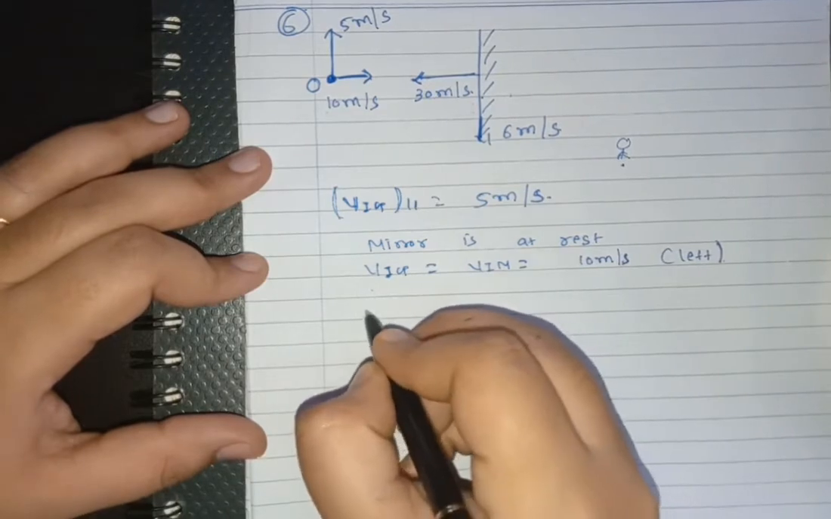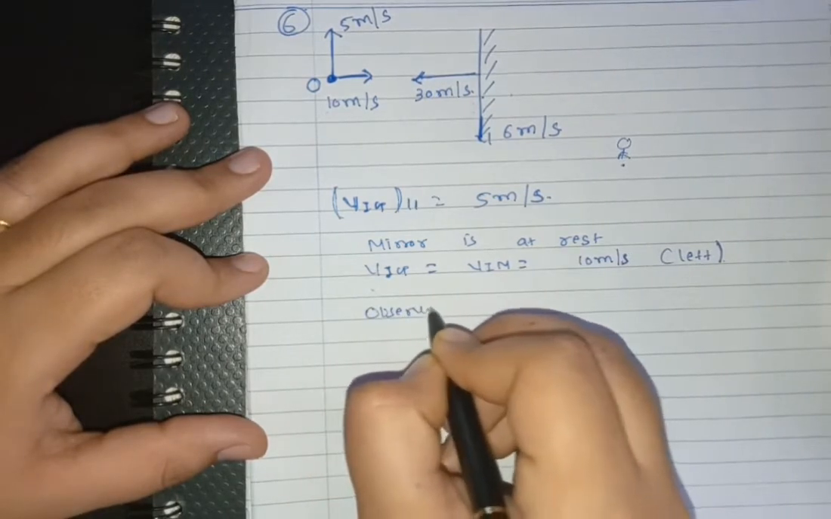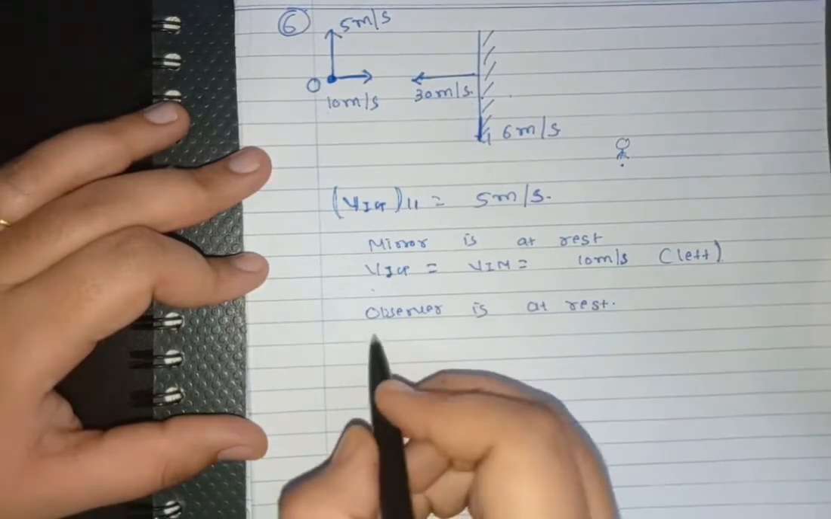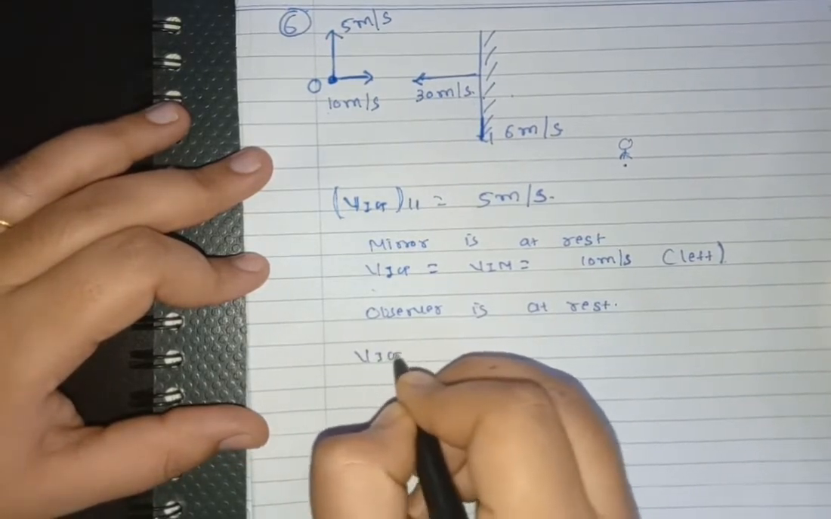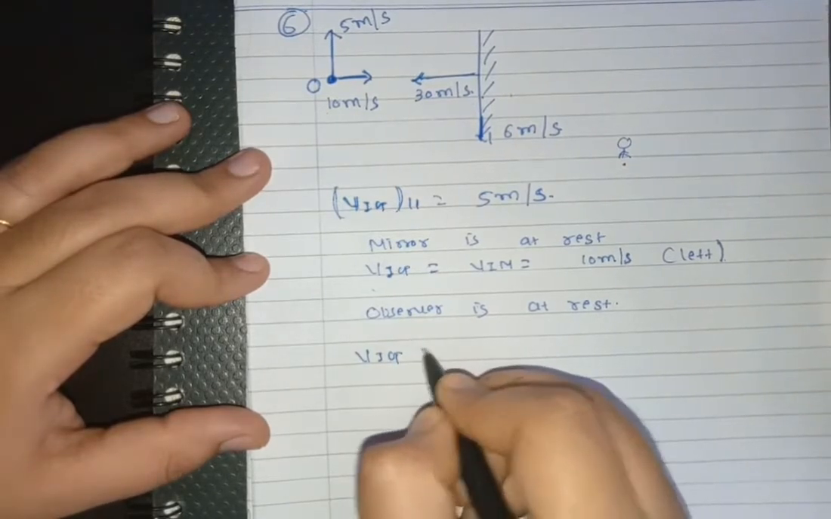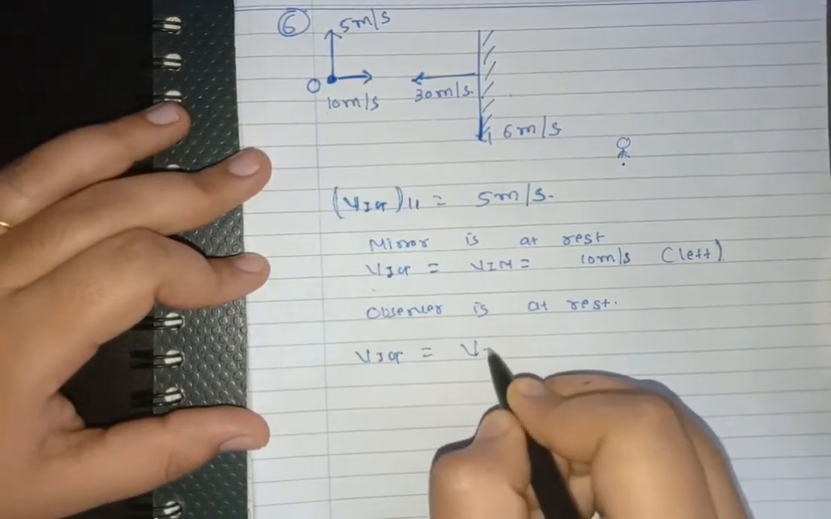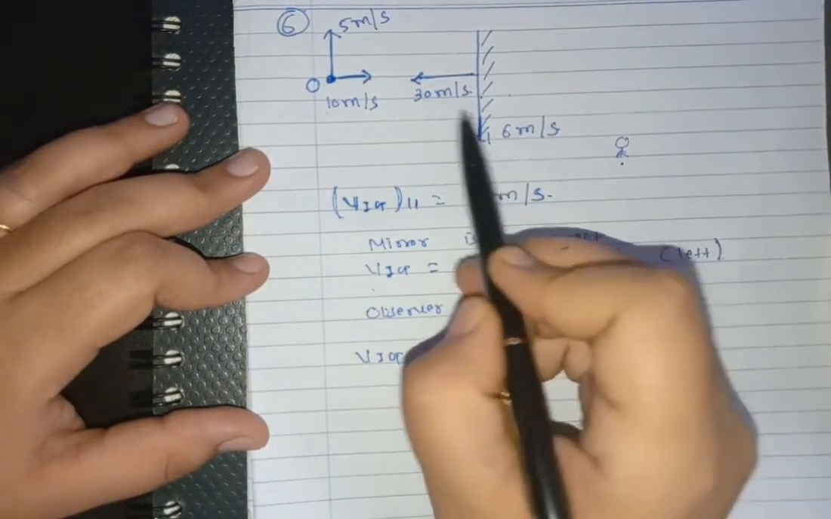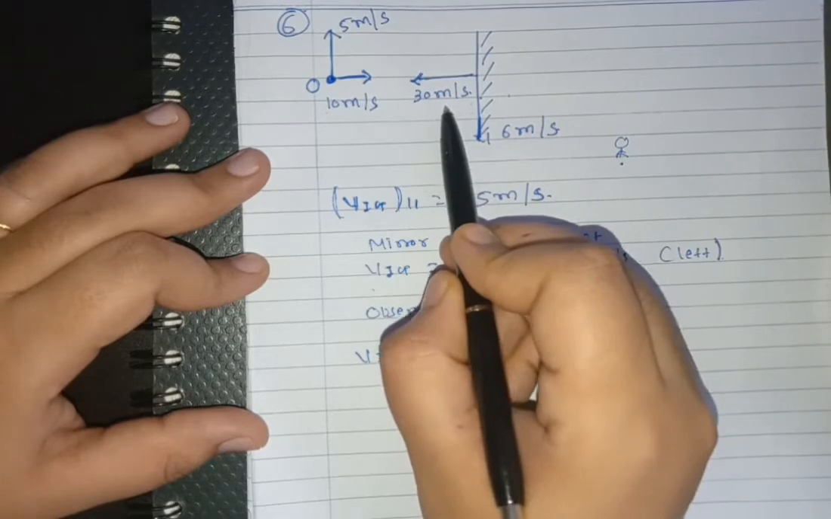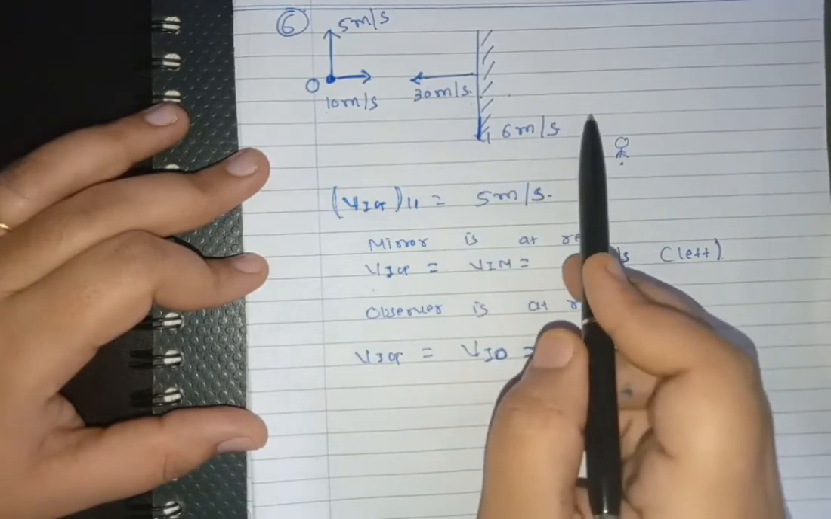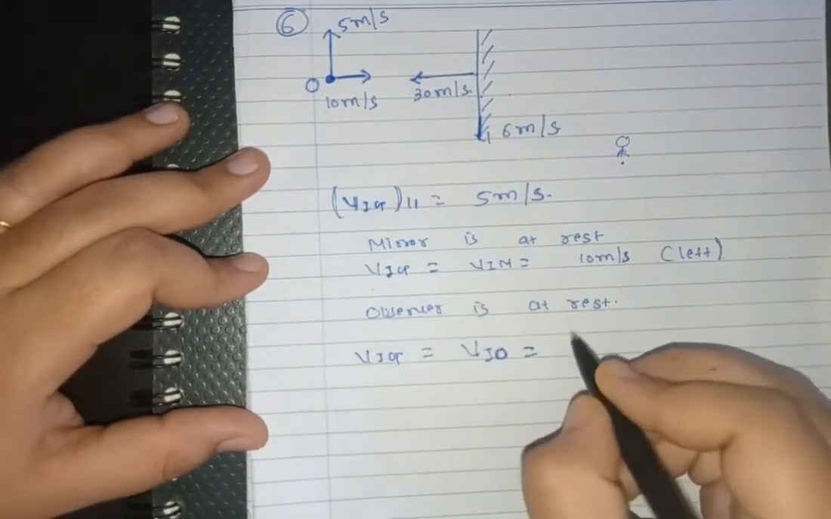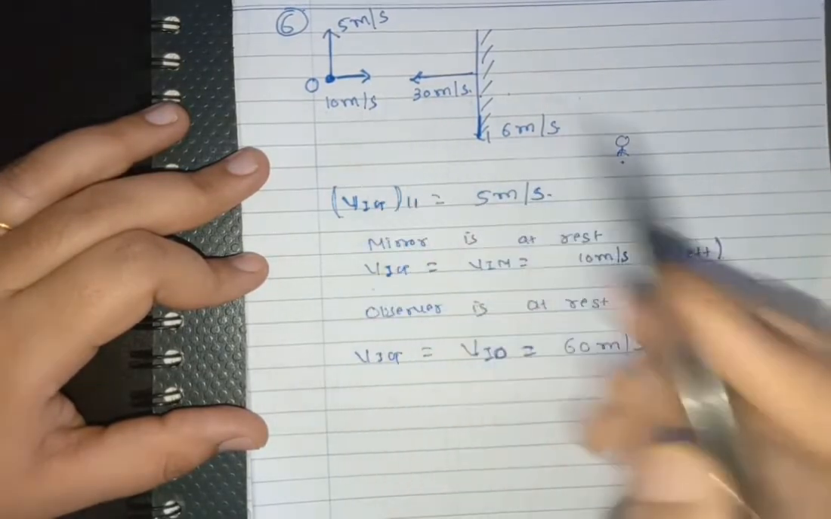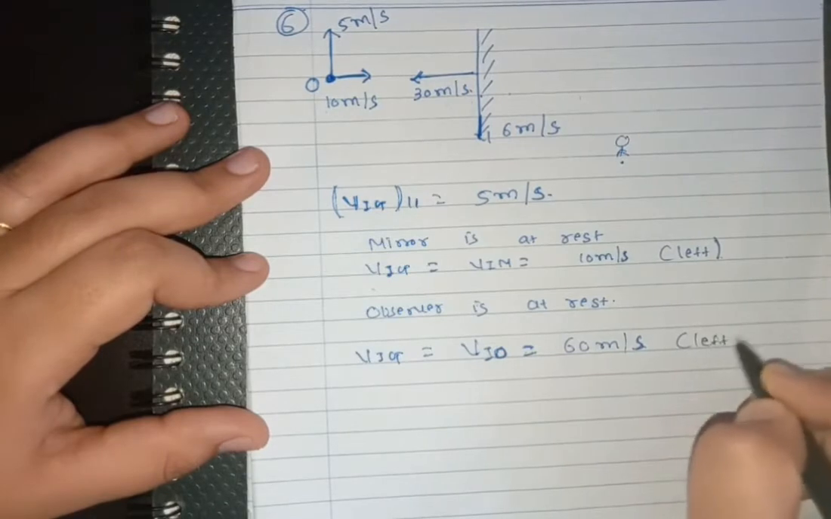Now in the second case, observer is at rest. So in this case, velocity of image with respect to ground is equal to velocity of image with respect to object. In this case, mirror is moving with speed 30 meter per second. So velocity of image with respect to object will be double, that is 60 meter per second. And it will approach the object, so it will be in left direction.